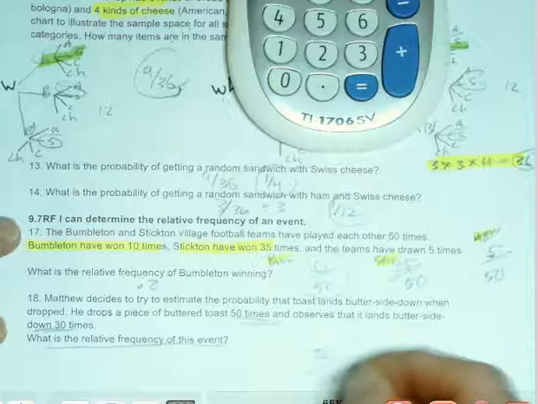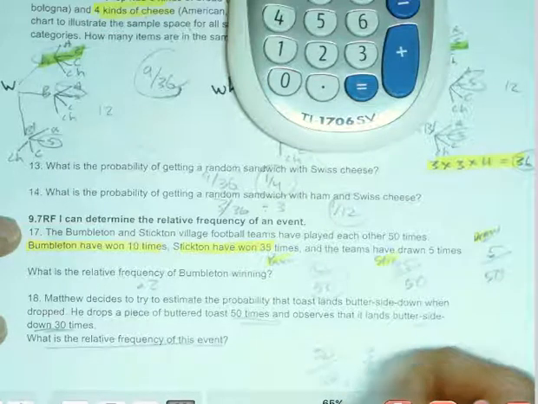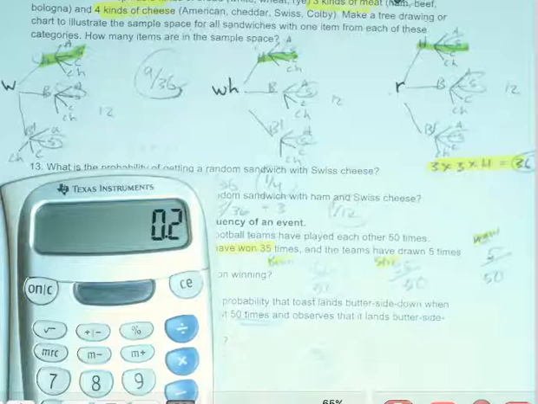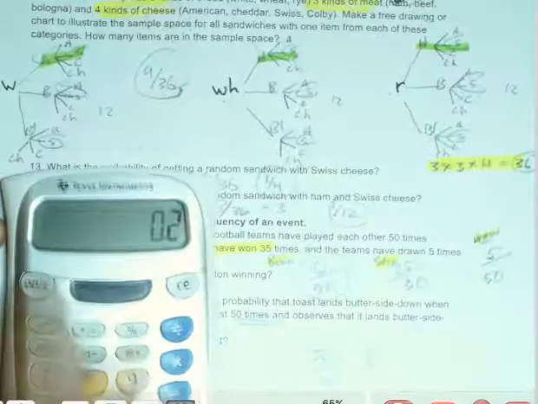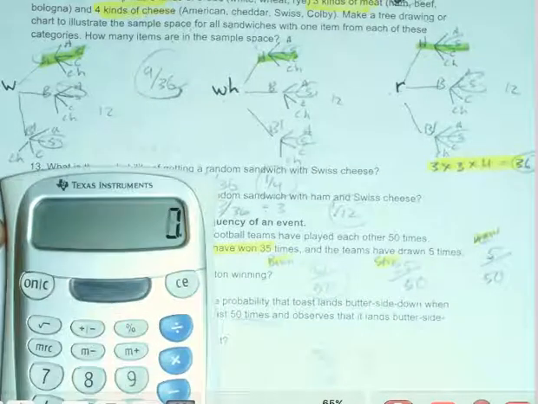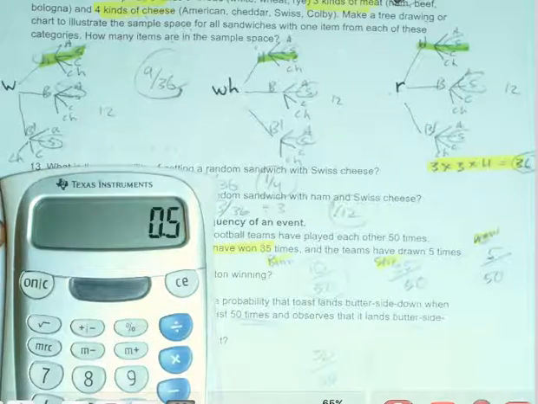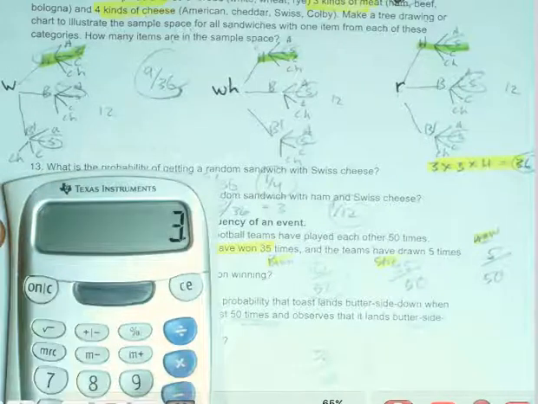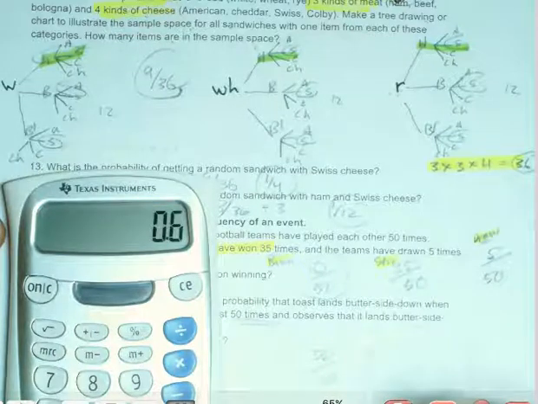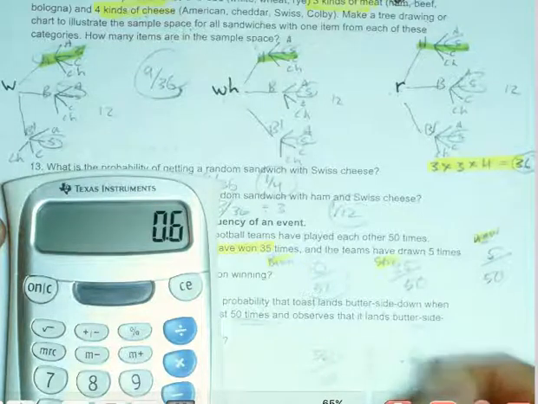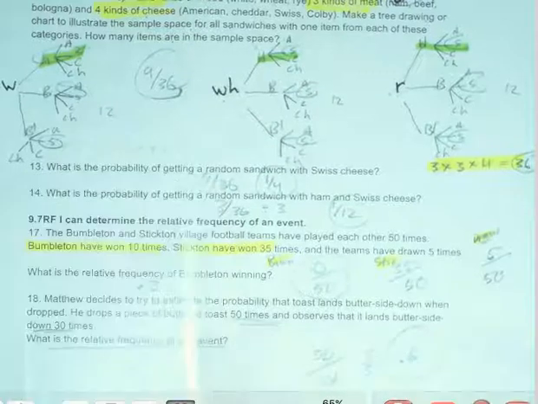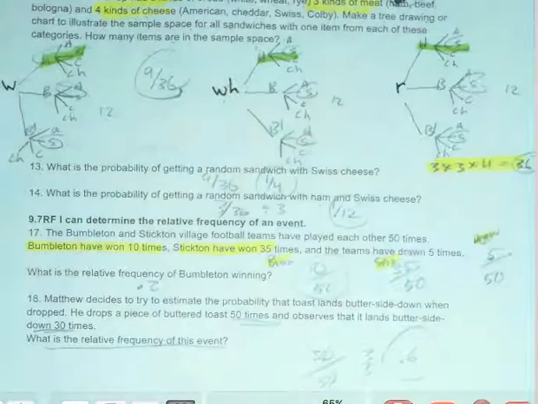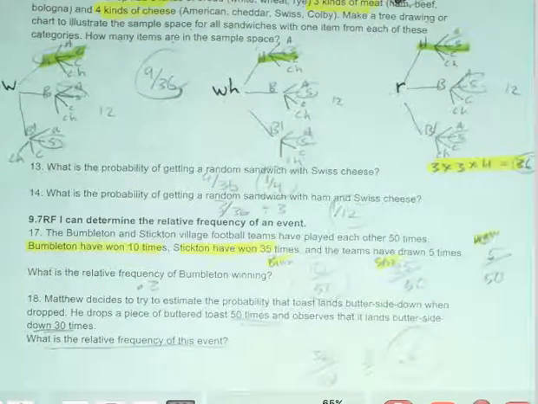Well, I can divide that. I can see that that's already 3/5. Just in case you forgot that 3/5 is 0.6, I'm just going to do that. 3 divided by 5, and you'll see on the calculator, is 0.6. So my relative frequency in this experiment of it landing butter side down is 0.6, or 60% of the time.